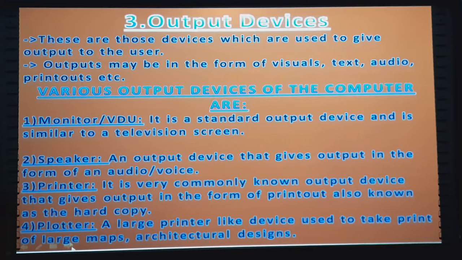Then comes the plotter. Apart from the printer, one more category of output device is there, by means of which large maps and architectural designs can be constructed. Suppose we have a large sheet of paper on which we need to make a design of our construction project. In such situations, we may go ahead with an output device known as the plotter, which will be useful in order to take the printout of large maps or architectural designs.